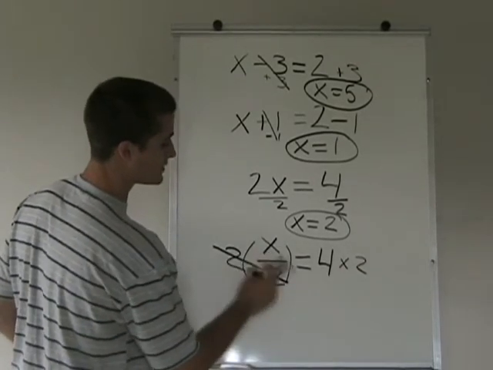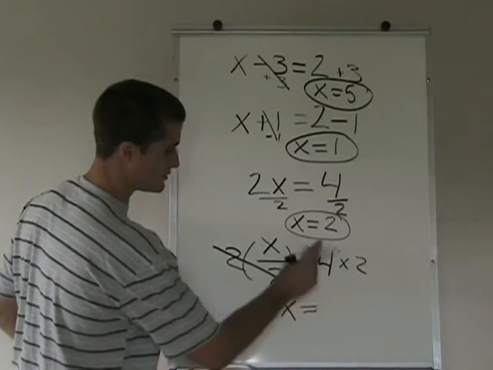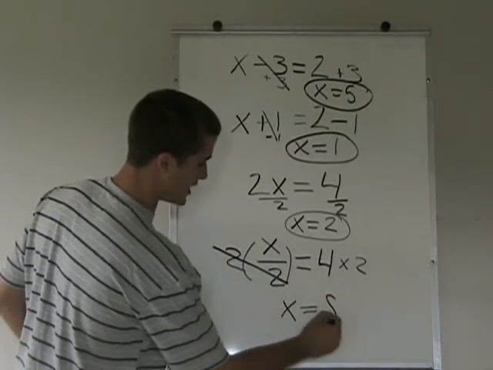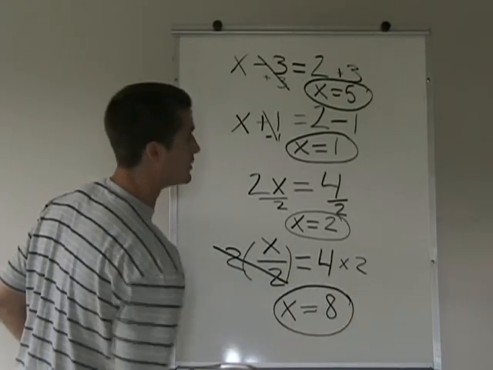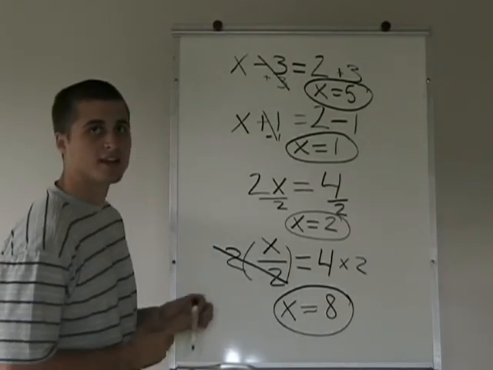cancel, x equals 4 times 2, or 8. And that's the four basic operations for isolating x in an equation.